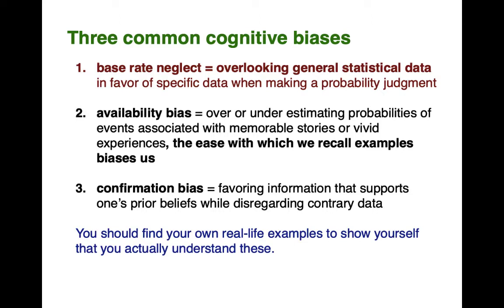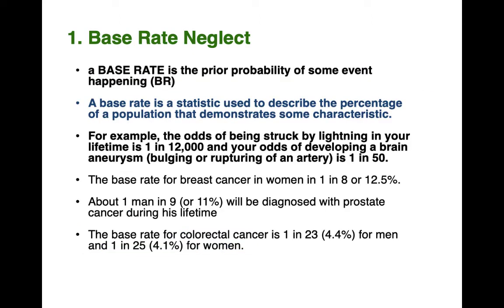Base rate neglect, or the base rate fallacy, is overlooking general statistical data in favor of specific data when making a probability judgment. A base rate is the prior probability of some event happening. A base rate is a statistic used to describe the percentage of a population that demonstrates some characteristic. For example, the odds of being struck by lightning in your lifetime is 1 in 12,000, and your odds of developing a brain aneurysm, a bulging or rupturing of an artery, is 1 in 50. The base rate for breast cancer in women is 1 in 8, or 12.5%. About 1 man in 9, or 11%, will be diagnosed with prostate cancer during his lifetime.